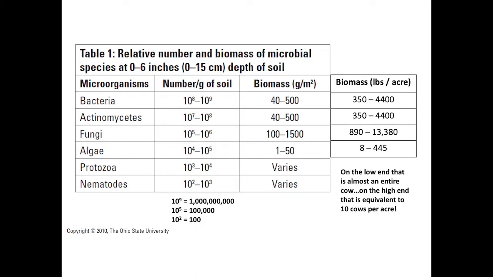On the second page here, you have a table that illustrates the relative number and biomass of microbial species. I think this is a really good reminder about really how much is going on in that soil, and it is your micro herd, and you are hopefully managing it for maximum health and production, right? So on the low end, you're looking at almost an entire cow per acre, and on the high end, you're looking at maybe 10 cows per acre in terms of living biomass in the soil, right? And that's going to vary, of course, based on many things. There's going to be less in a dryland system, perhaps more in an irrigated system.